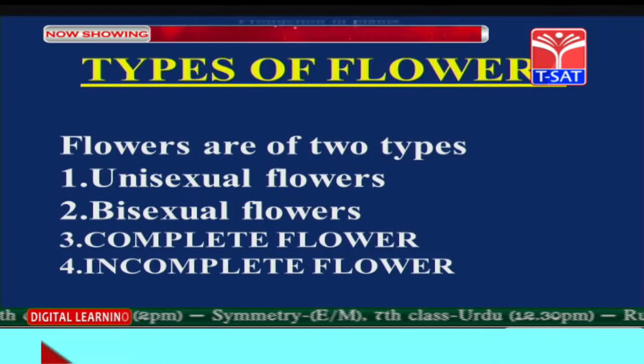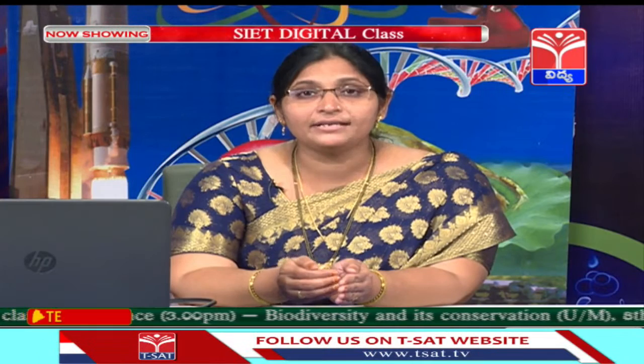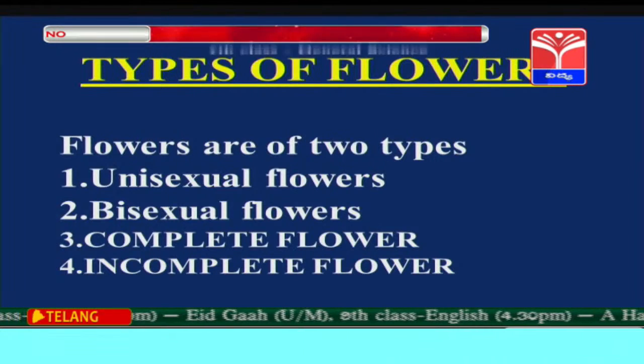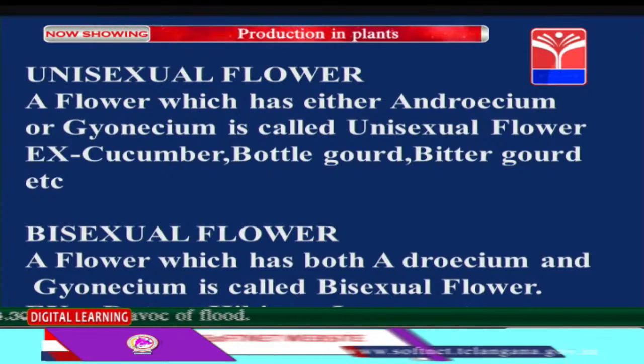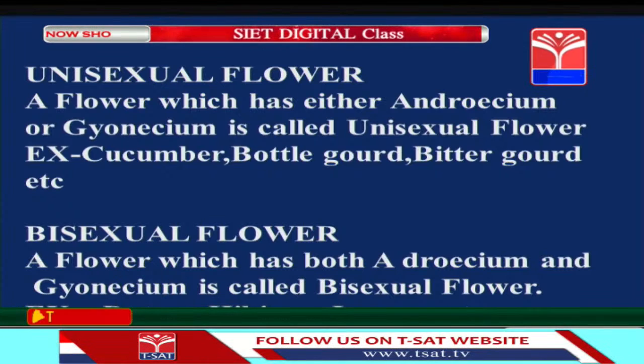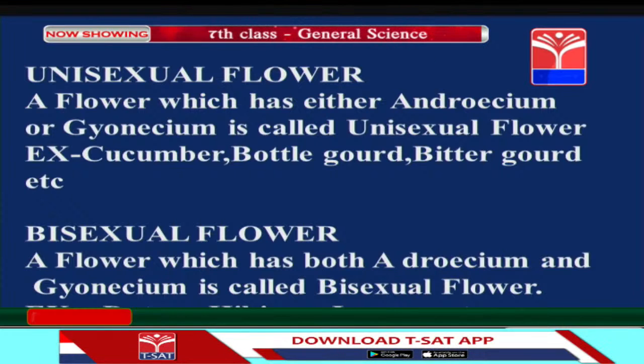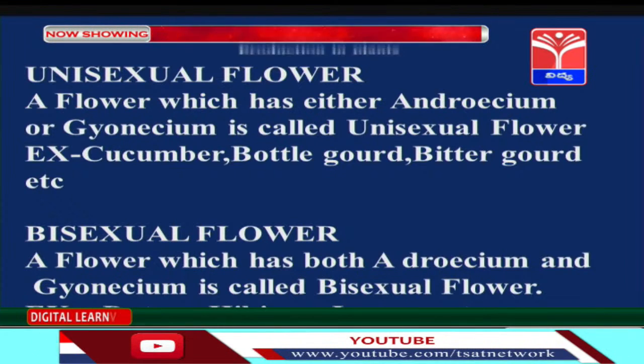Is it clear children? Then what is meant by unisexual flower? It has only one part, that is either a male flower or a female flower. That means it has only androecium or gynoecium. If only one sex organ is present, then they are called unisexual flowers. If both the sexes are present, then they are called bisexual flowers. See here in detail once again. A flower which has either androecium or gynoecium is called a unisexual flower. Example, cucumber, bottle gourd, bitter gourd, etc.